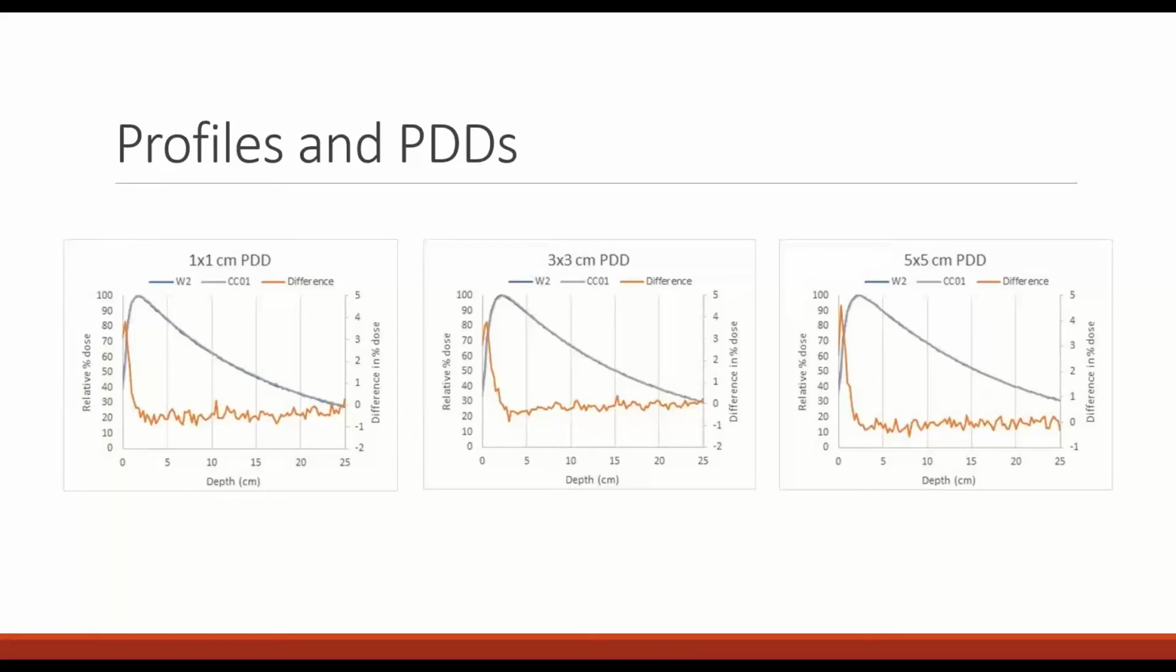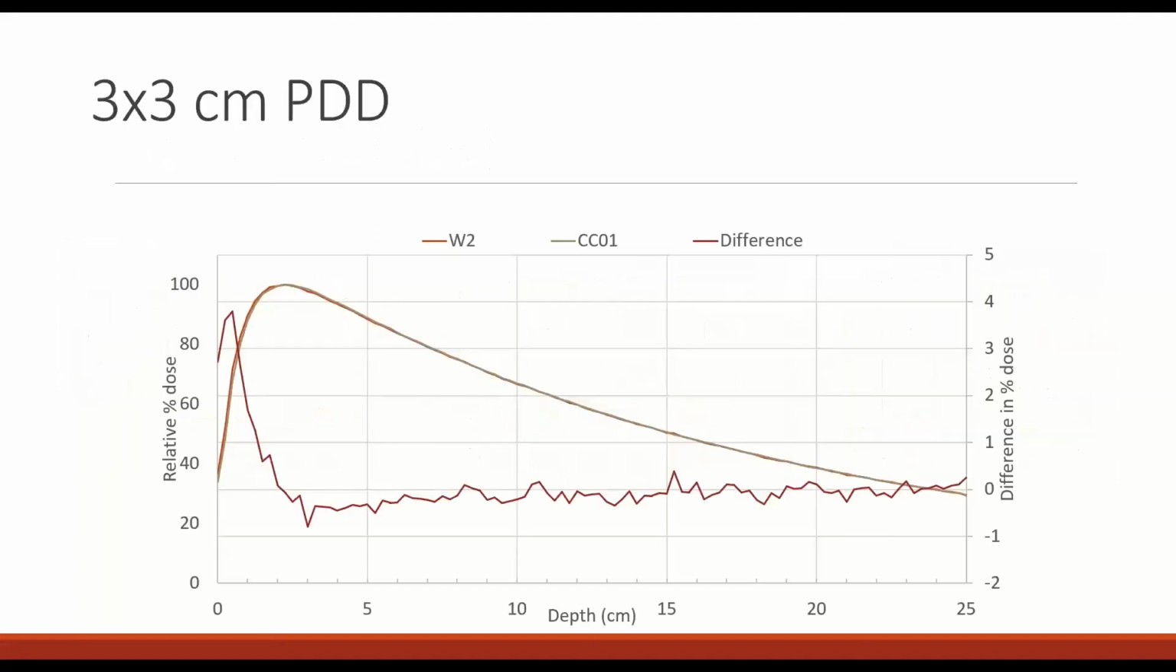So here you can see that the PDDs agree very well between the two detectors for these small field sizes. And we can take a closer look at the 3 by 3, which is representative of all of the small fields. And you see here that overall, they agree within 5%, and they agree within 1% at about 2 cm depth. And this is probably because of the difference in how the surface dose is affected by the density and the size of the chambers.